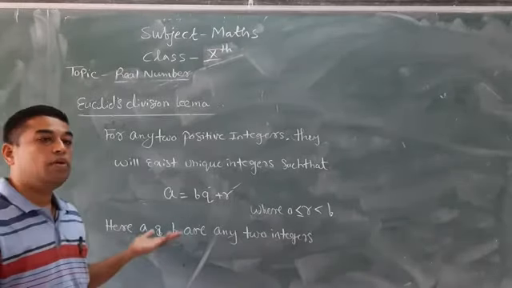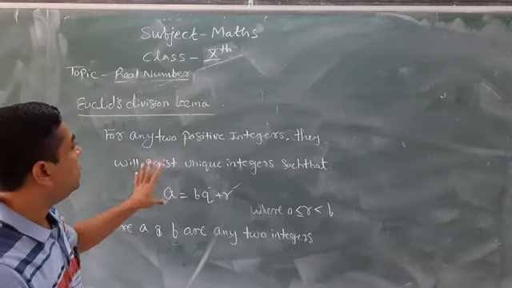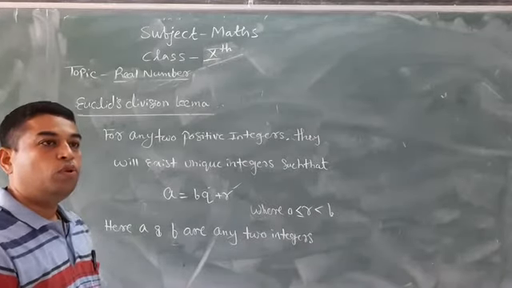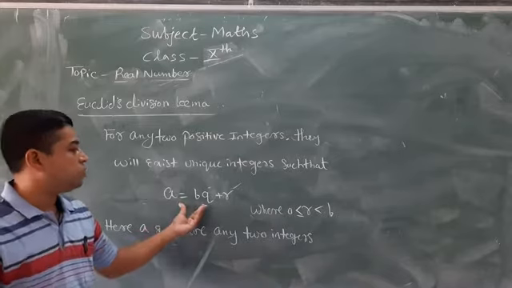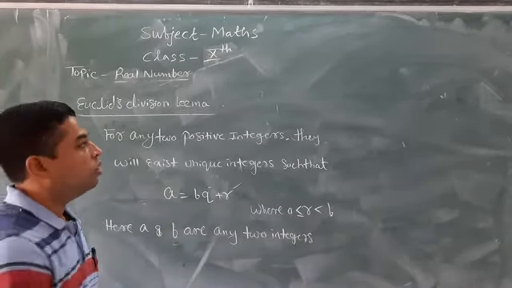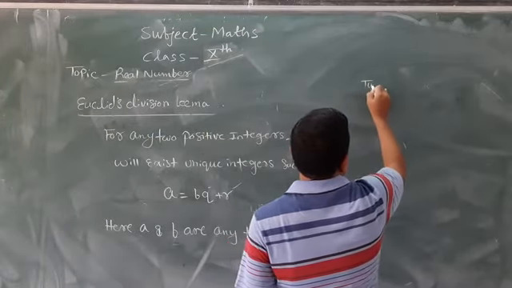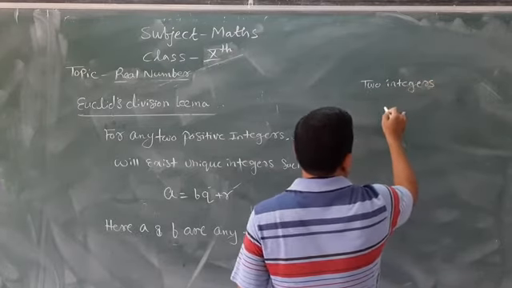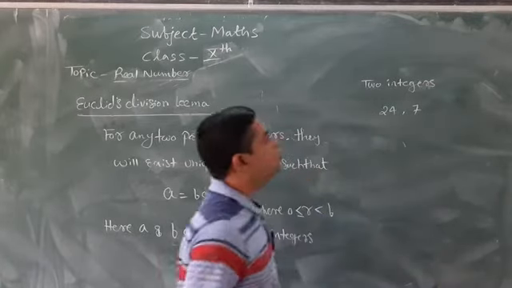To find the HCF, you are already aware of the old or traditional method. Now in the 10th class, we will see how to find the HCF of two numbers by using the Euclid division lemma. Before that, we will prove this relation. Let us take any two integers, suppose 24 and 7. These are the two positive integers.